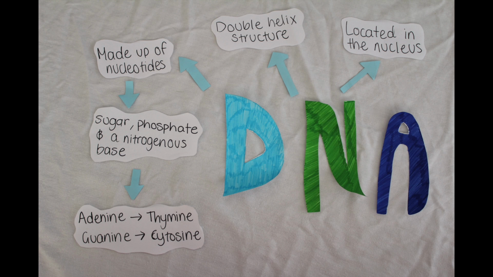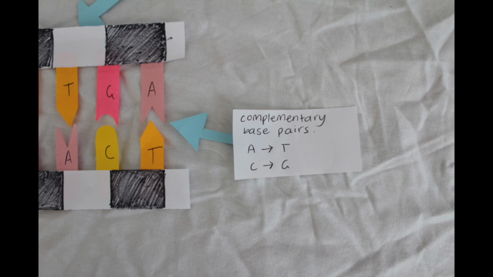The nitrogenous bases are adenine, thymine, guanine, and cytosine. For the double helix to form, the nucleotides join to each other due to complementary base pairing, where adenine binds with thymine and guanine binds with cytosine.